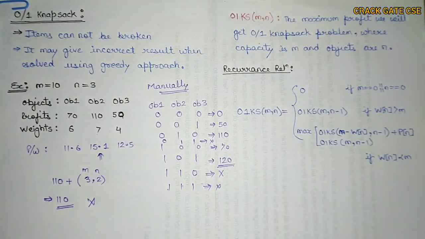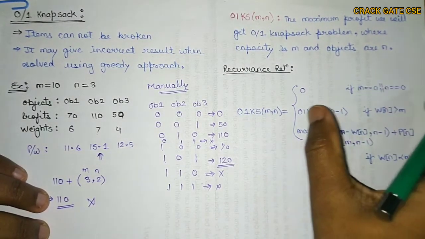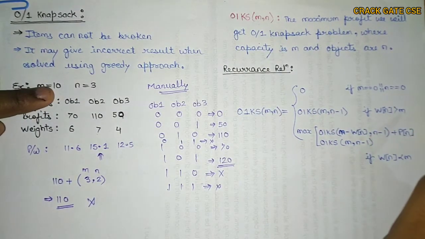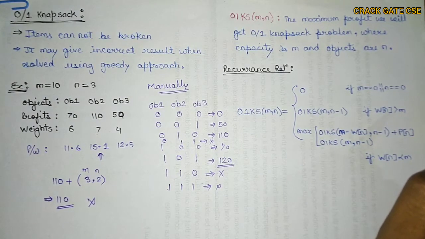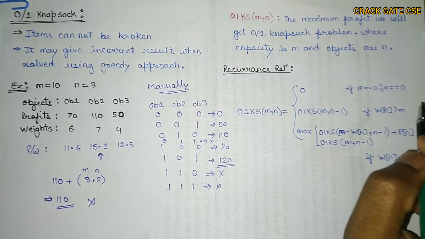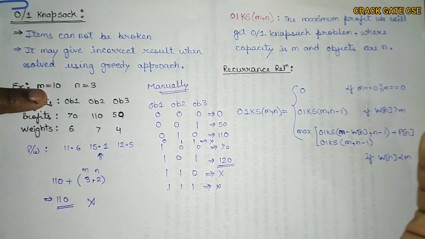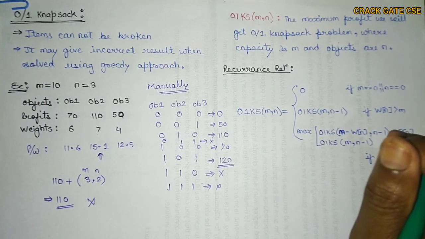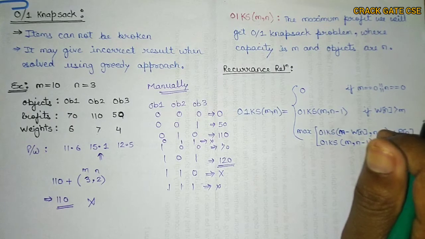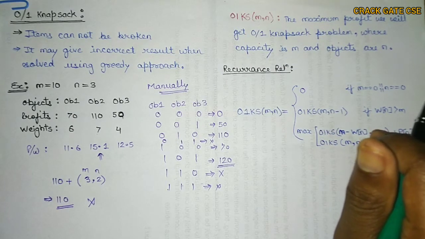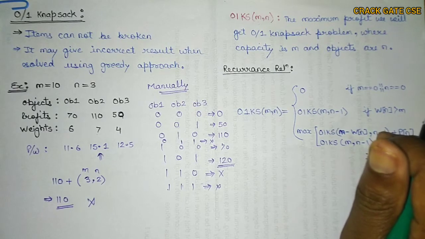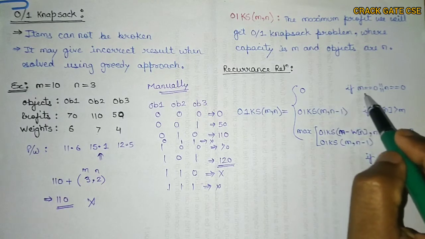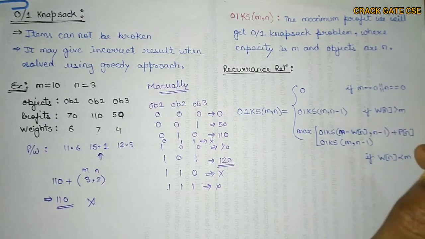So what will the recurrence relation be first? Start with the smallest problem and go to the maximum possible case. One case is if either m or n is equal to 0. If m is equal to 0, there is no capacity in the bag, so you cannot take any object. And if n is equal to 0, there is no object, so even if you have capacity in the bag, you cannot take any object. That is the meaning of this particular line: if m or n, any one of them, is 0, then the output will be 0.